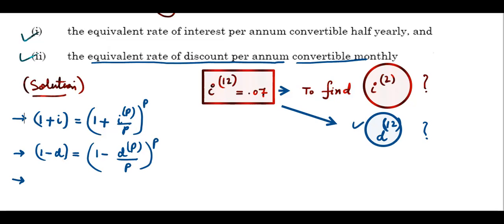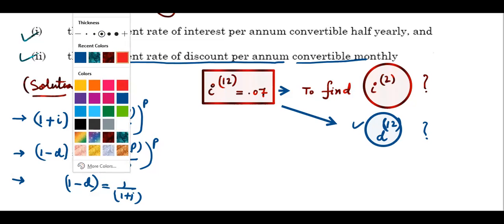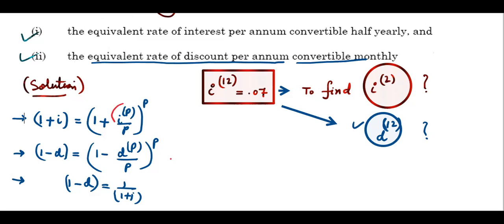So now we need to connect IP and DP through I and D. Remember another thing, V is 1 upon 1 plus I and V is 1 minus D. These are the three formulas. V is 1 upon 1 plus I, let me write. So through these three formulas, we'll try to connect IP with DP. The ultimate task is to connect IP and DP.